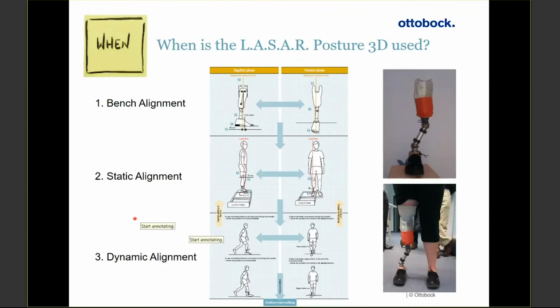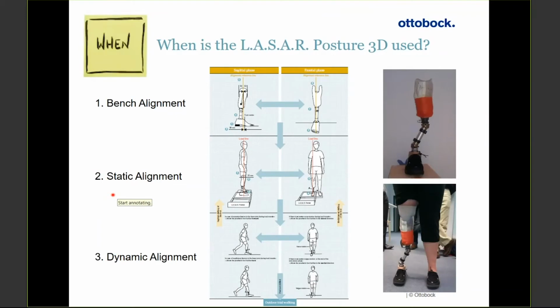So when we go on to static alignment, this next stage, this is really where the L.A.S.A.R posture comes into play. Here we're actually measuring forces. And what's important about this stage is that we are now testing our bench alignment with the characteristics that the patient is putting into the prosthesis.